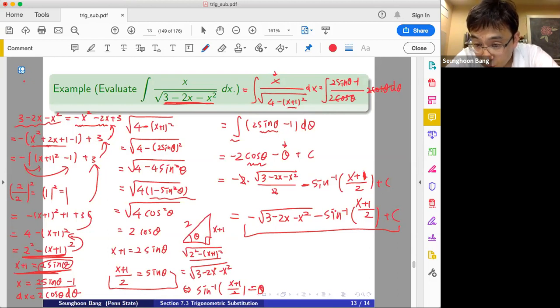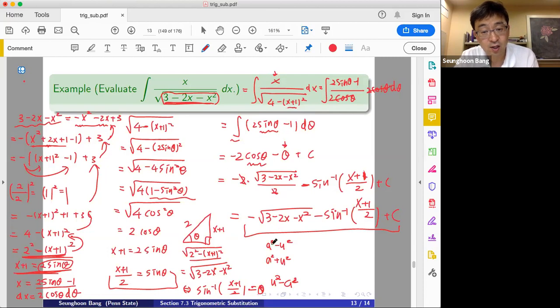Where did the x plus 1 equals 2 sine theta come from? You're welcome, I'll explain your question. For 3 minus 2x minus x squared, we have 3 kinds of forms, remember? a squared minus u squared, a squared plus u squared, and u squared minus a squared. You can compare: 3 minus 2x minus x squared is not one of these forms. We have only function squared.